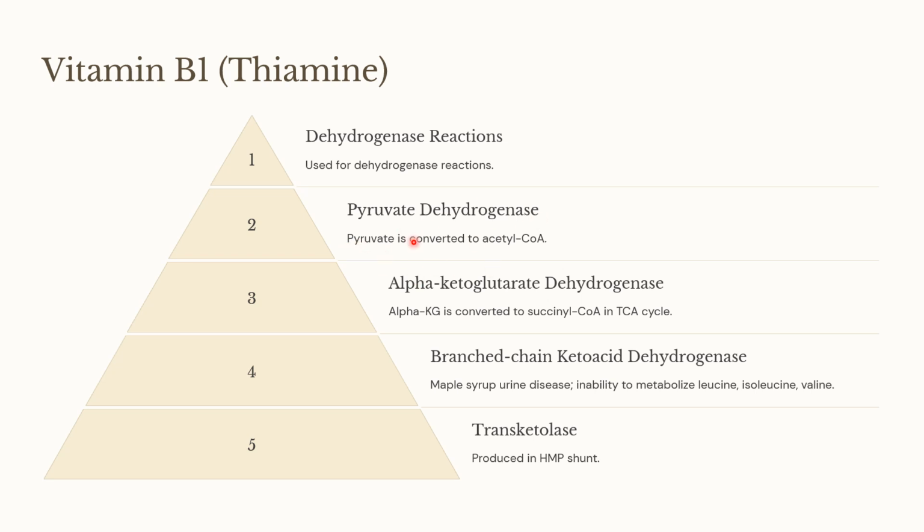I can give you a link to the glycolysis chapter, where I explain it in detail, and also to the gluconeogenesis chapter. And alpha ketoglutarate dehydrogenase, where alpha ketoglutarate is converted to succinyl CoA in the TCA cycle. Again, I will give you a link on the TCA cycle, and there we have the branched chain keto acid dehydrogenase enzyme deficiency, which results in maple syrup urine disease, where there is an inability to metabolize leucine, isoleucine as well as valine. Again, vitamin B1 is important in transketolase enzymes, which is the one involved in the HMP shunt.